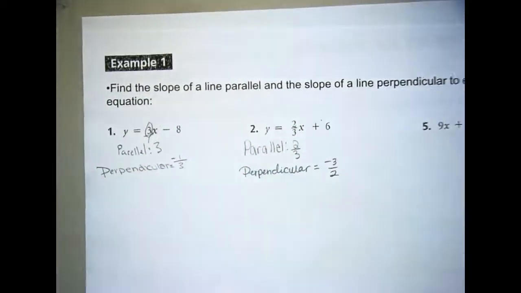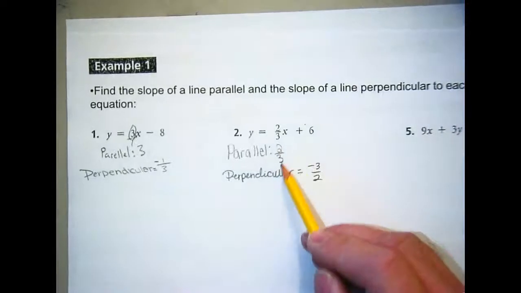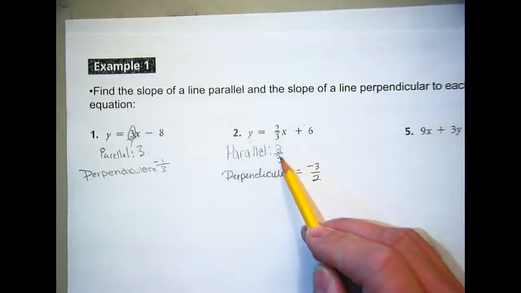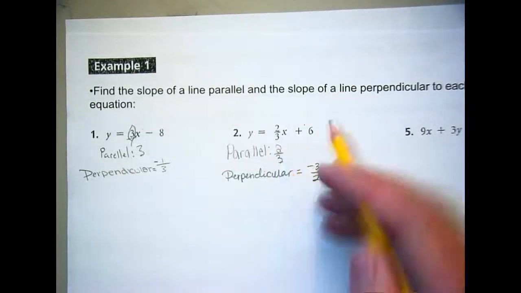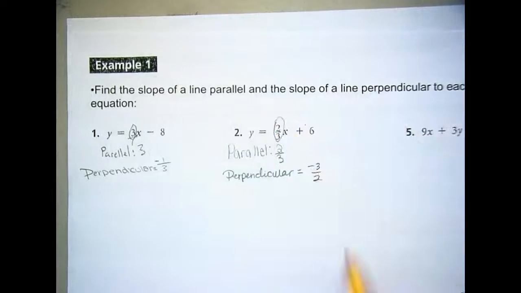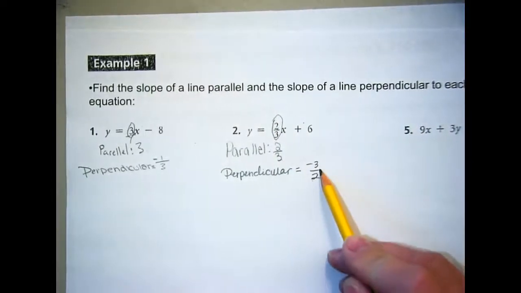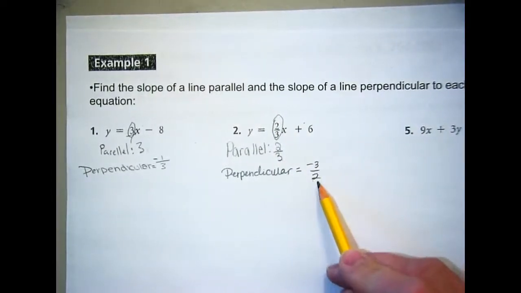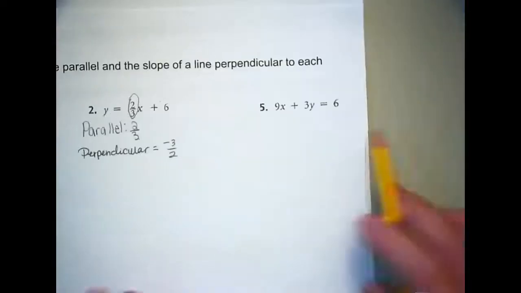Number 2, parallel. 2/3. Everyone get that? Has to be the same. Perpendicular, we flip it. Chelsea's got negative 3/2. How many got negative 3/2 there? Good. So what's different on number 5? What makes that one more complex?